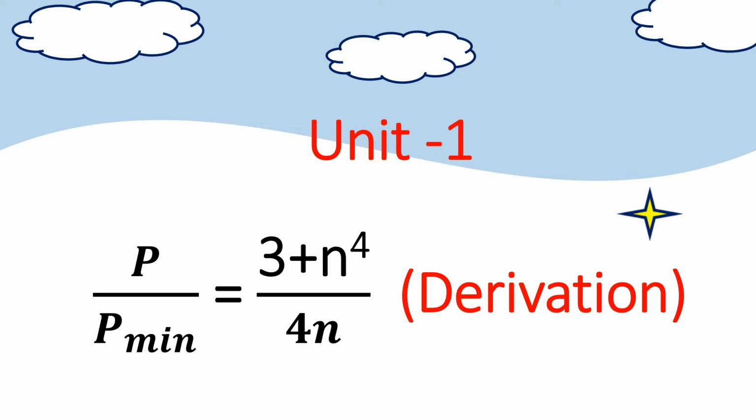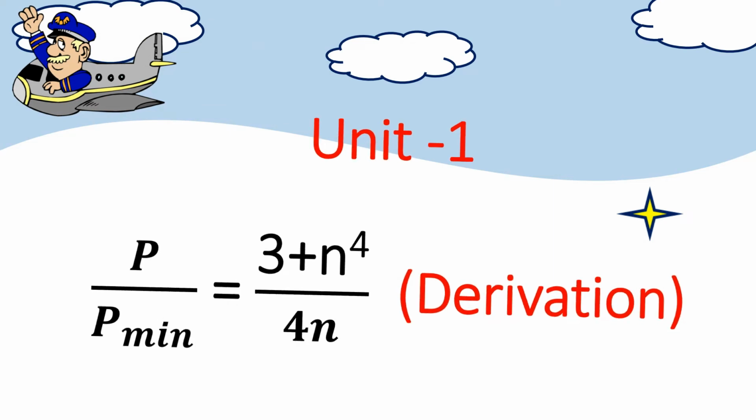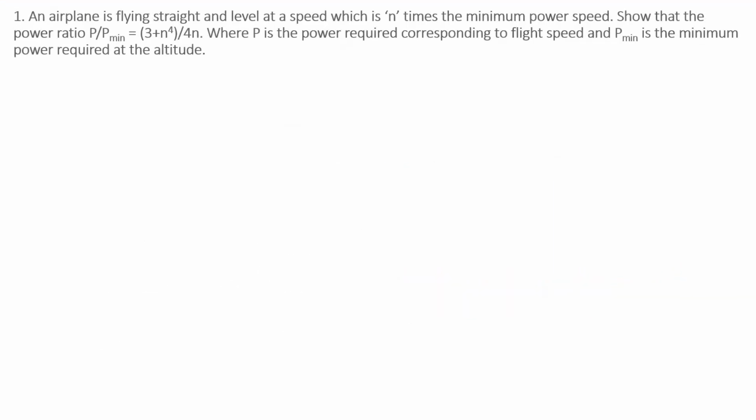Hi everyone, in this video we are going to derive an equation of power ratio. Let us look into the statement. An airplane is flying straight and level at a speed which is n times the minimum power speed. Show that the power ratio P by P minimum equals (3 + n^4) divided by 4n, where P is the power required corresponding to flight speed and P minimum is the minimum power required at the altitude.